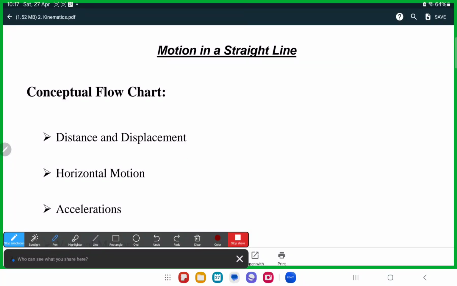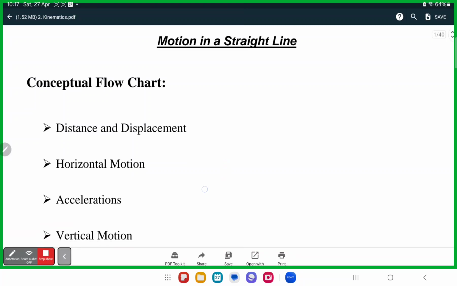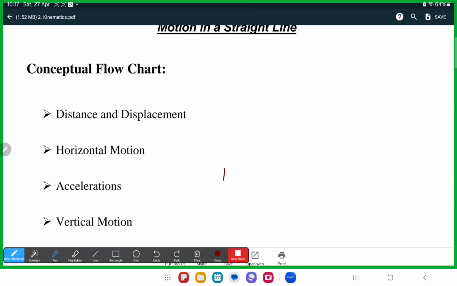Good evening. The purpose of this video is so you can feel comfortable before your last test, and kinematics is one of the chief chapters that will come. So let me quickly tell you what your flow will be. This is a concept flow chart which addresses how many chapters will come and what the sequence should be.